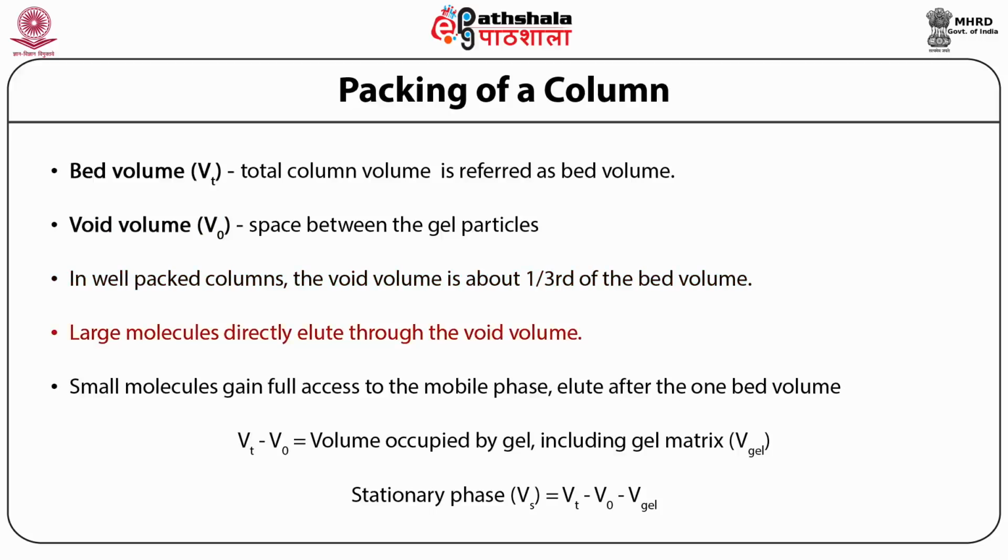The large molecules directly elute through the void volume, while the small molecules, which gain full access to the complete mobile phase, will elute after one bed volume, and they do not separate. If you subtract void volume from the total column volume, what you will get is the volume occupied by the gel, including gel matrix, V gel. So stationary phase Vs can be written as Vt minus V0 minus V gel.